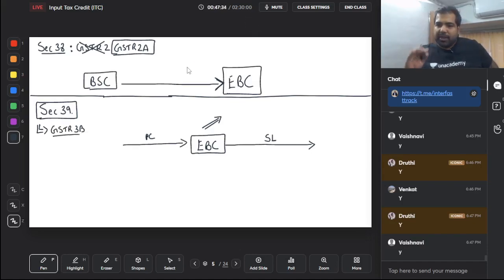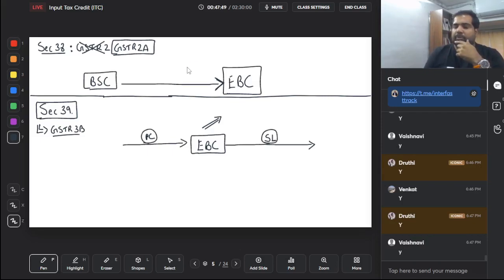Actually the number was 3, but 3 has not been notified. What has been notified is 3B. This is a monthly return that you will file. Guys, this is the overall return. And who decides it? You self-assess it. You decide how much liability, you decide how much credit, and you pay. What if you lie? Don't worry, we can charge you interest.